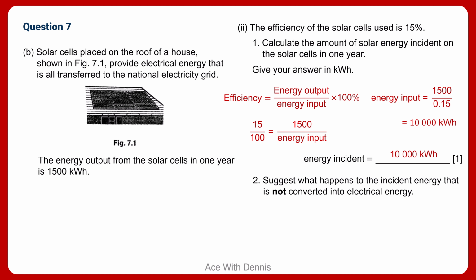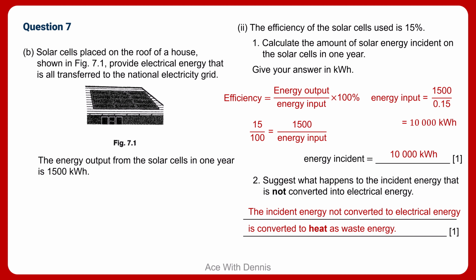2. Suggest what happens to the incident energy that is not converted into electrical energy. 1 mark. Okay, so the answer is pretty straightforward. As you can see, 85% of energy is wasted. So we have all this energy gone. So this energy, which is not converted to electrical energy, is converted to heat as waste energy.